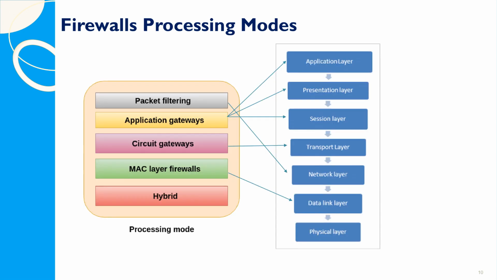Firewalls employ various processing modes for filtering and controlling network traffic. These include packet filtering, which inspects individual packets based on predefined rules, application gateways, or proxies, which filter traffic at the application layer, circuit gateways, which monitor entire sessions for security breaches, MAC layer firewalls, which filter traffic based on MAC addresses, and hybrids, which combine multiple technologies for enhanced security. Each mode offers distinct advantages in protecting networks against unauthorized access and threats.